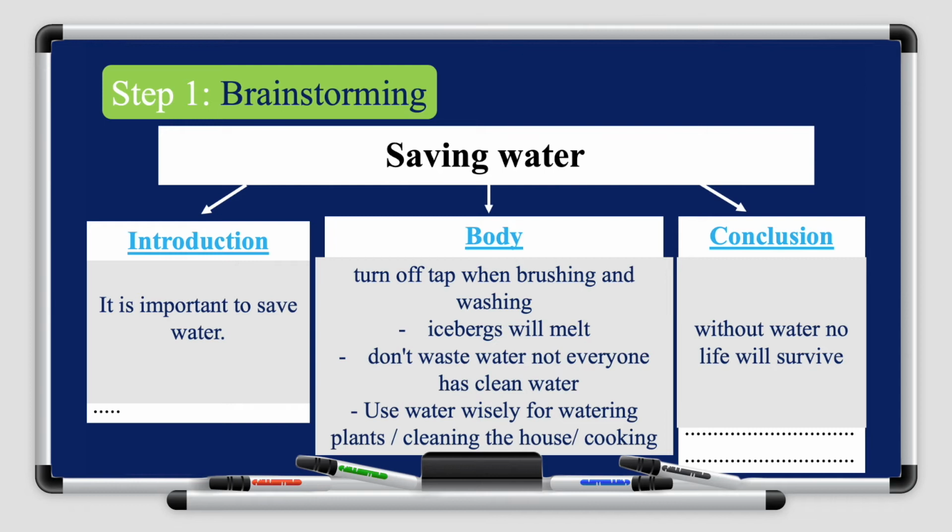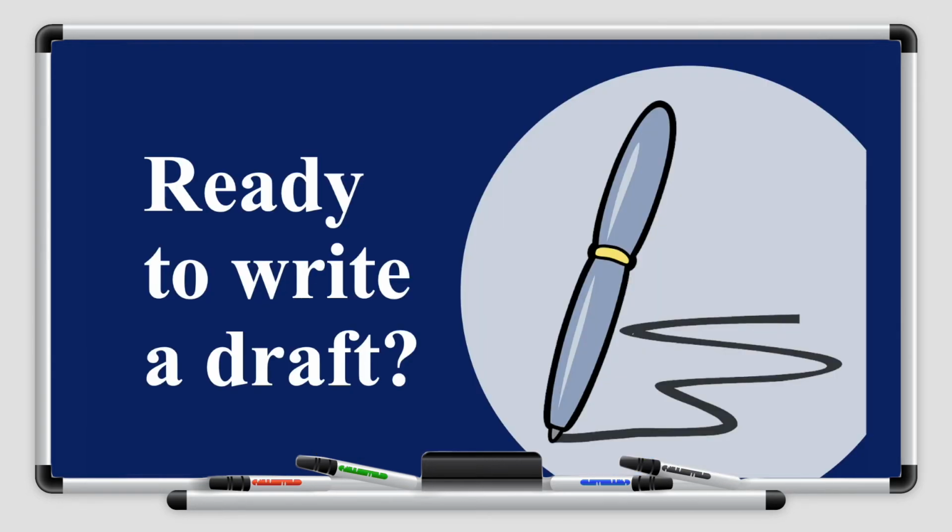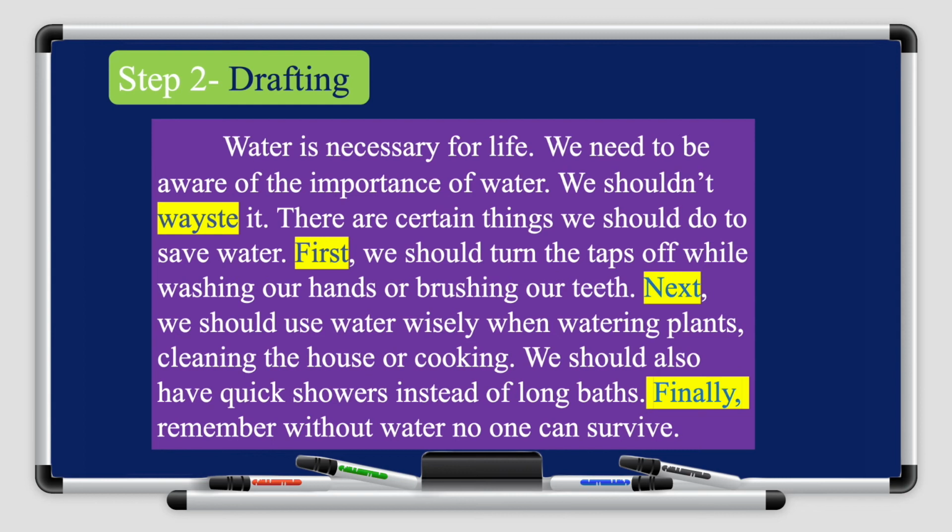And finally, without water, no life will survive. So here I wrapped up with a fact. So now I have an idea on what I want to write about and what ideas I need to mention in my paragraph. Now I can write my draft. I can begin writing my draft. So after writing all those ideas, I can start writing.